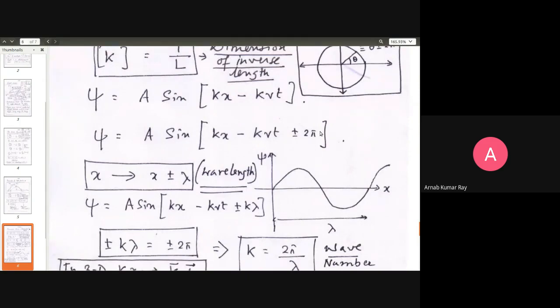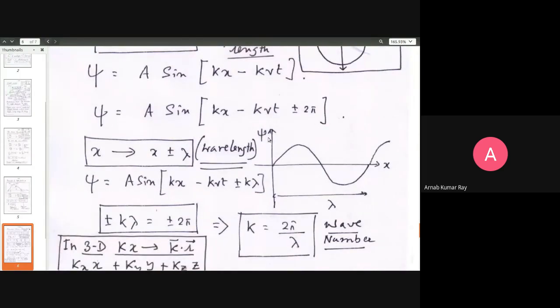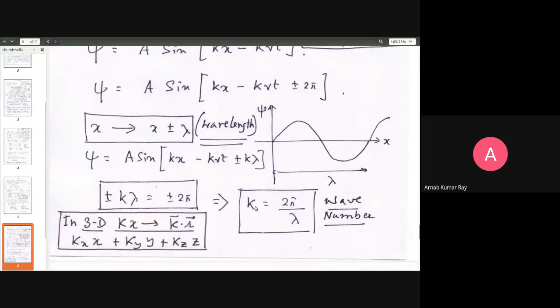you go by 1 wavelength. 2 pi on the circular path is equal to 1 wavelength on the linear axis. Okay, so x can go to x plus or minus the wavelength, and your function will still be the same. So this function is equal to this function, a sine of kx minus kvt. So instead of x, I have now written x plus or minus lambda. So you just have kx plus or minus k lambda. If I compare this with this formula, making this comparison, I should be able to see that plus or minus k lambda is equal to plus or minus 2 pi. Therefore, k is equal to 2 pi by lambda, and this is known as the wave number.